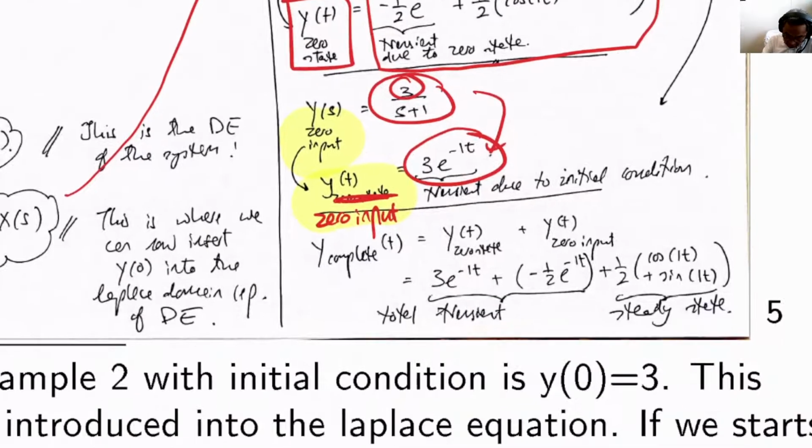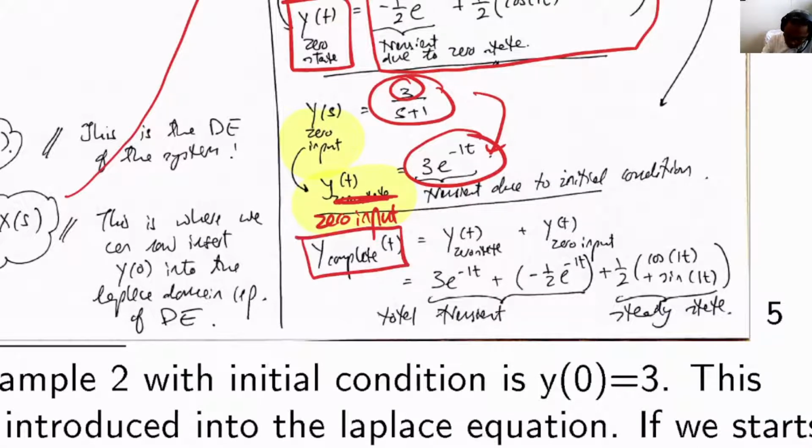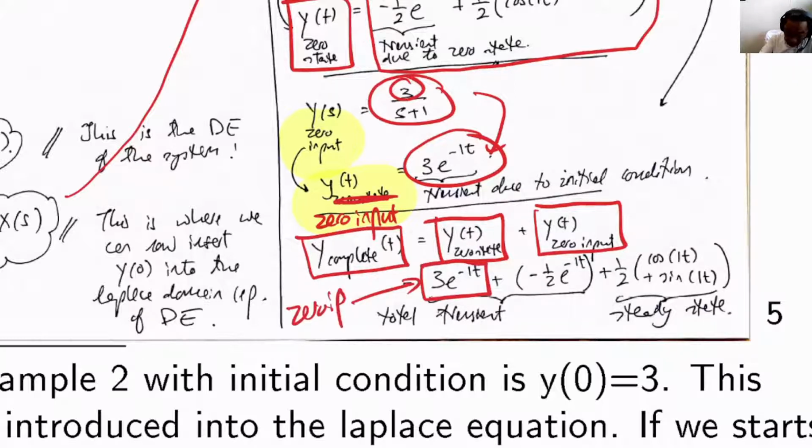Remember, we are interested in the complete response, which is y zero state plus y zero input. So let's go and find it. This is the zero input, and the other guy is the zero state.